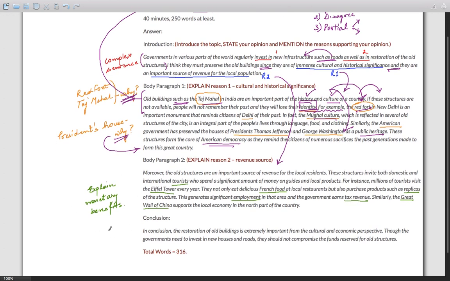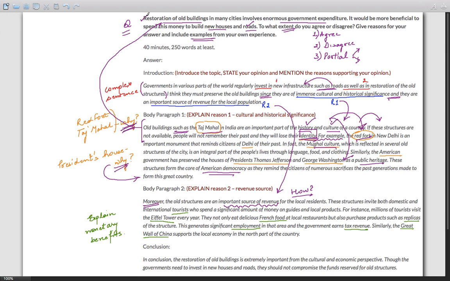Well, in this paragraph, you will explain monetary benefits. You begin this paragraph with a cohesive device. Moreover, and I've used it because you're supporting the same argument that these structures must be restored. So, moreover, these structures are an important source of revenue for local residents. Now, you need to explain how they are an important source of revenue. And through this how, you will explain why we need to restore them. Okay? Since they help in earning money, we need to restore them, right?